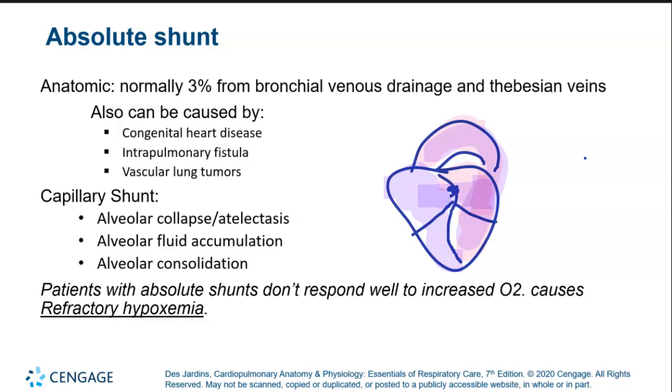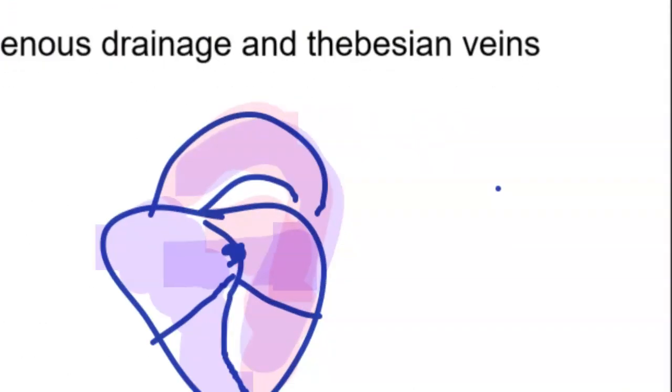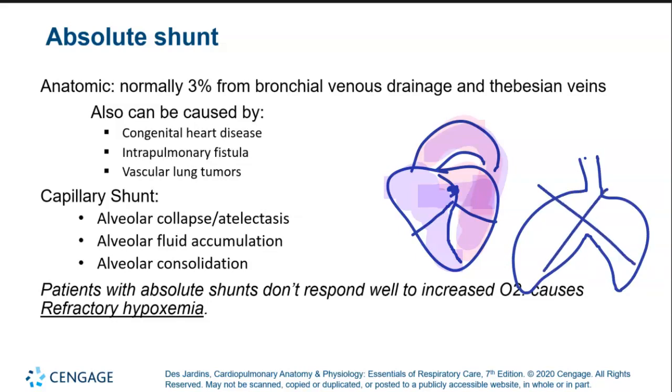You could have intrapulmonary fistulas, so that's kind of holes in the pulmonary blood flow. The blood goes to the lungs, but here it doesn't come into contact with oxygen. So then when it goes back to the heart, it's less oxygenated.